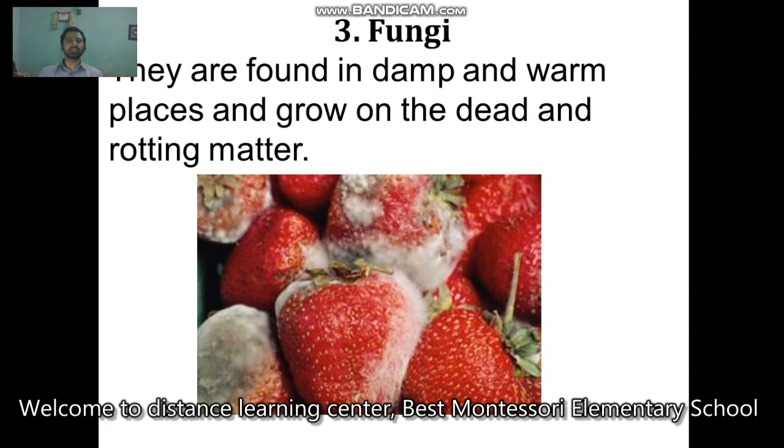Third is fungi. If the food is stored in damp and warm places, fungi develop on dead and rotting materials. That means if we leave food for a longer period of time without storing it properly, then mostly there is development of fungi. It's clearly shown in the figure. That means the quality of the food is decreased. That means food spoilage has occurred.